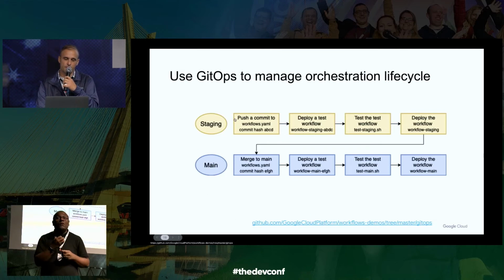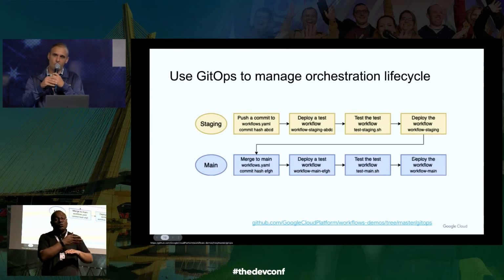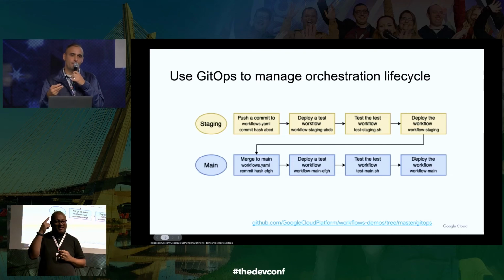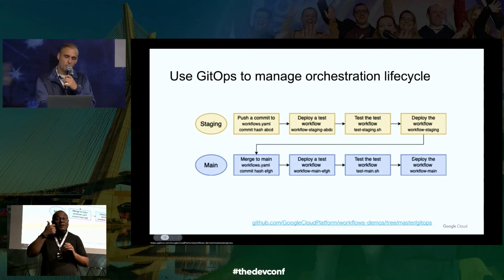So you can, again, on the staging branch, change your orchestration YAML, then deploy a test workflow, test it using some scripts, then deploy the final staging workflow. Once you're happy, merge that to the main branch, do the same thing again, deploy a test workflow, test the test workflow, and finally deploy your production workflow. So this whole idea of GitOps doesn't really just apply to code, it can also apply to your infrastructure and orchestration as well. And I show how to set this up with Cloud Build on Google Cloud.